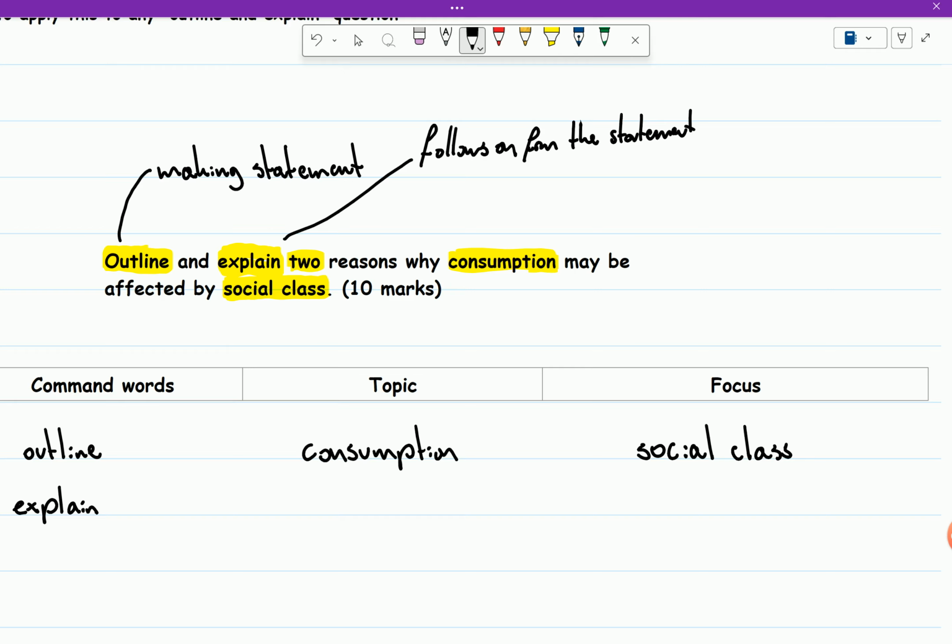In the next session, what we're going to be doing is we're actually going to start planning the answer by looking at potential answers. Okay? Although this question says outline and explain 2 points, we need to look at more than 2 points, and that'll become clear next time. Okay?